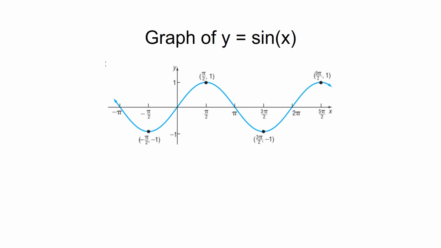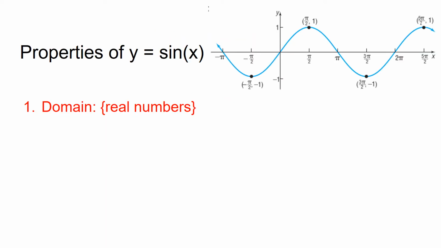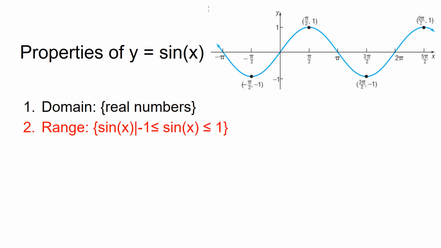But we can graph y equals sine x for other values of x as well, as shown here, taking advantage of the periodic nature of the function to help us. Y is equal to sine x is a function that exists for all values of x, so its domain is the set of real numbers. And we see from the graph that the range of sine of x is between -1 and 1.